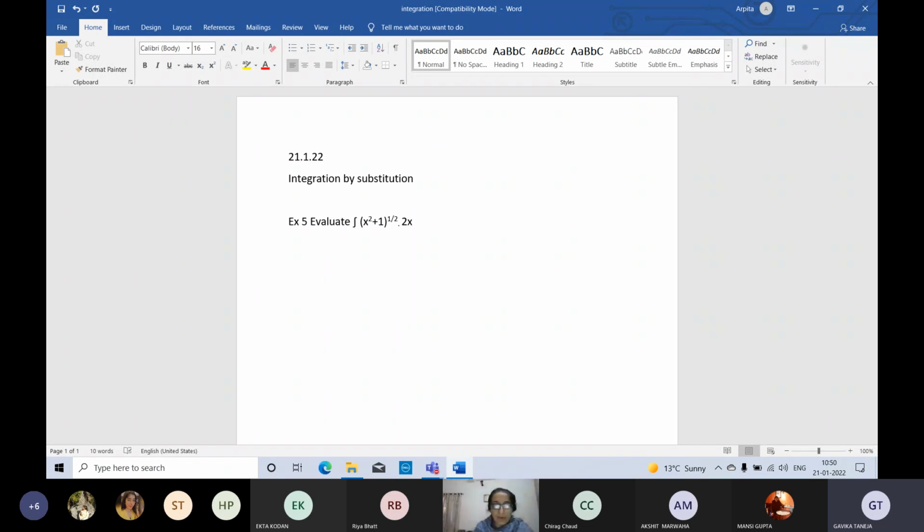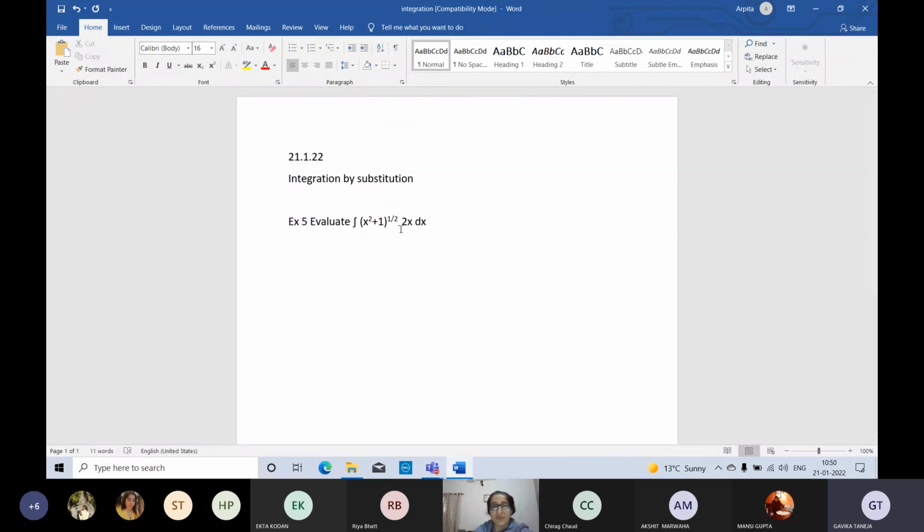Is the question clear to you? What is happening here is I have an under root of x square plus 1 and I have multiplied it with 2x, and I need to find the integration of this. Like I said, a little bit of complication has been introduced here. Now what I can do is substitute.